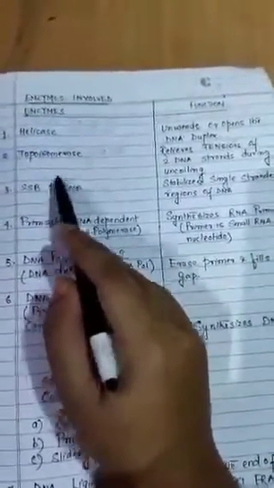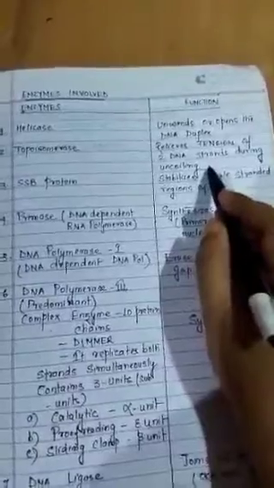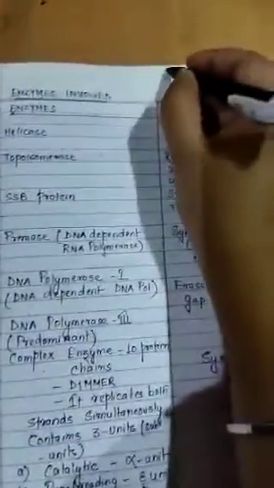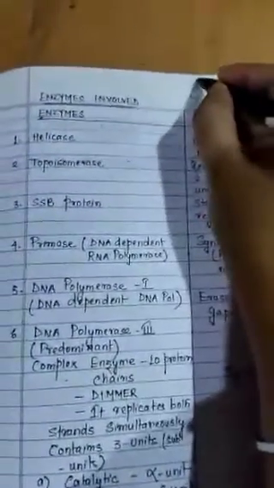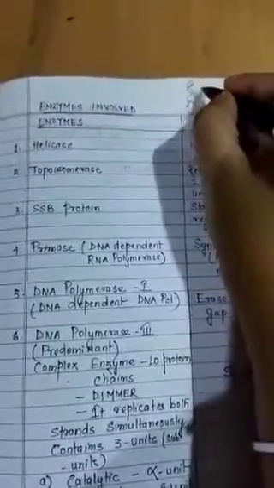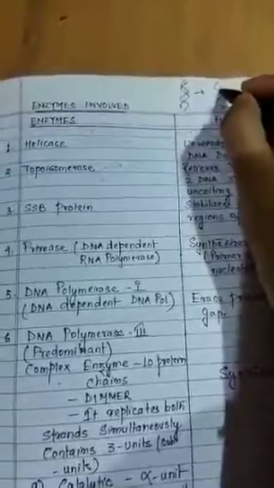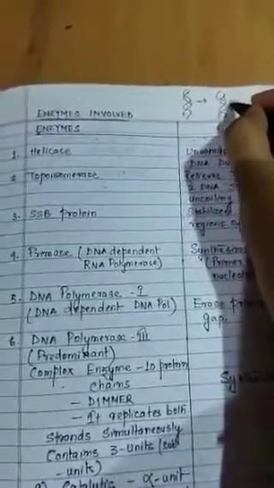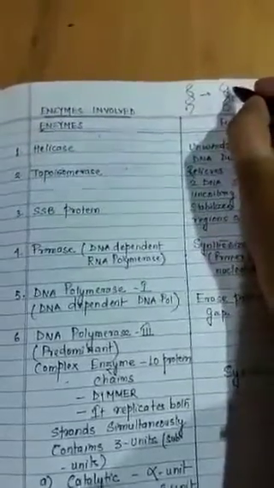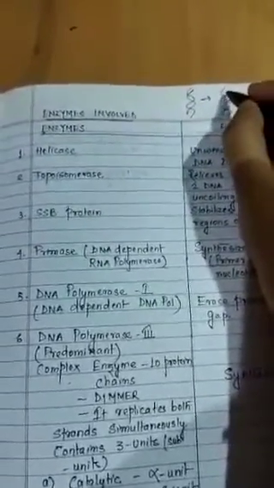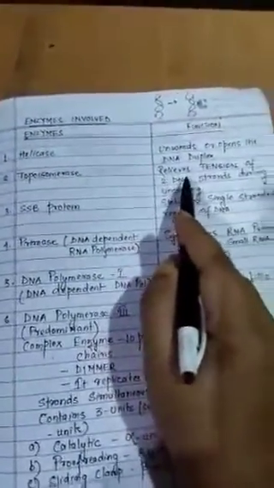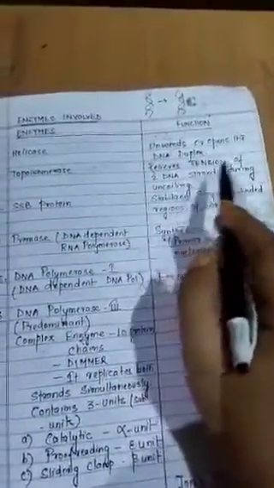Topoisomerase. So what happens? We know that DNA is a double helical structure. So usually, when unwinding takes place, there exists a kind of tension in both the strands, due to which both the strands may get split into pieces. So in order to avoid that, topoisomerases are involved. They relieve the tension when the two strands are getting uncoiled.